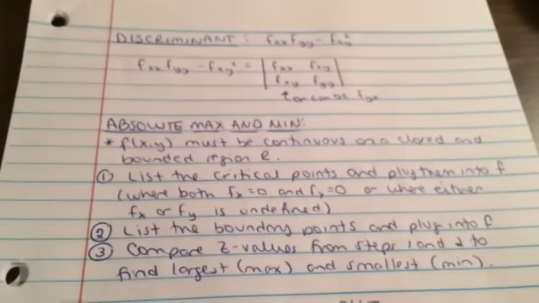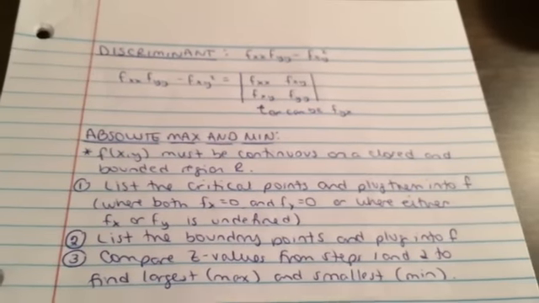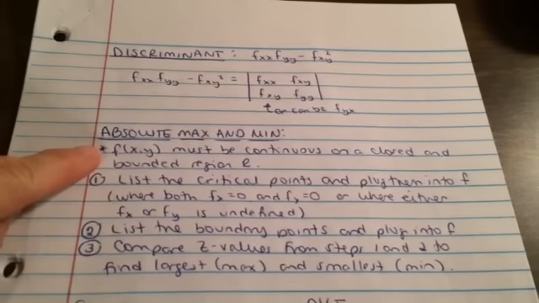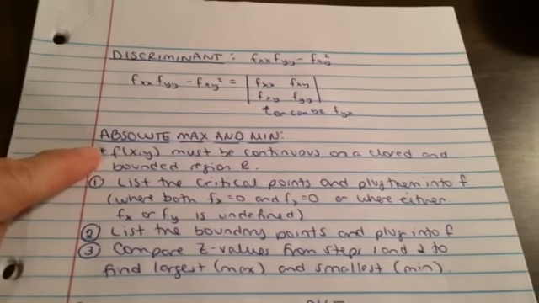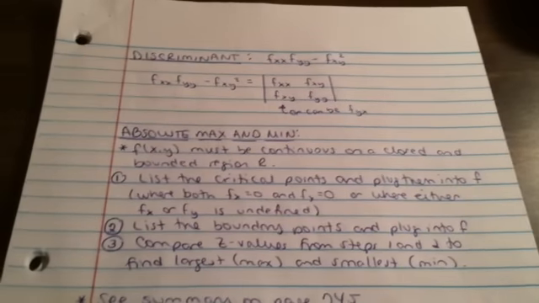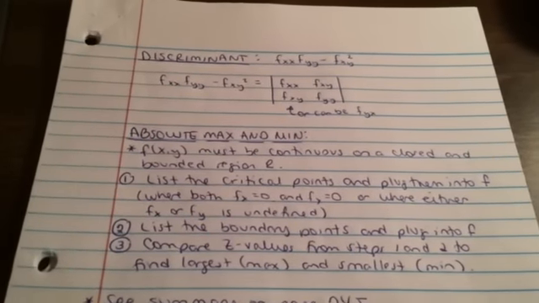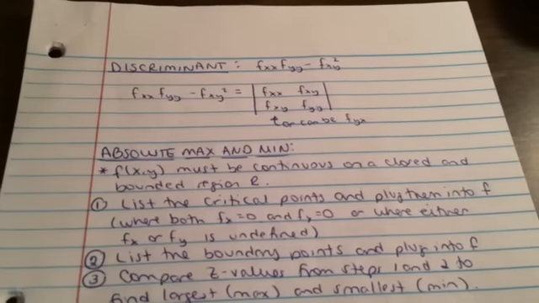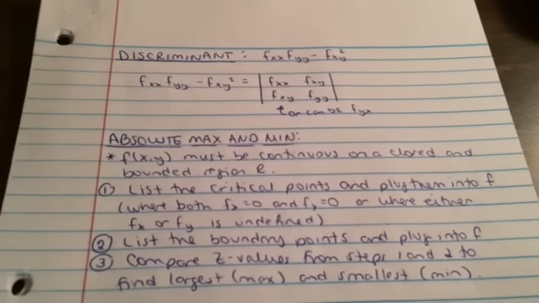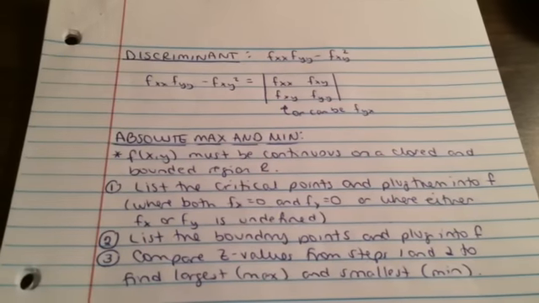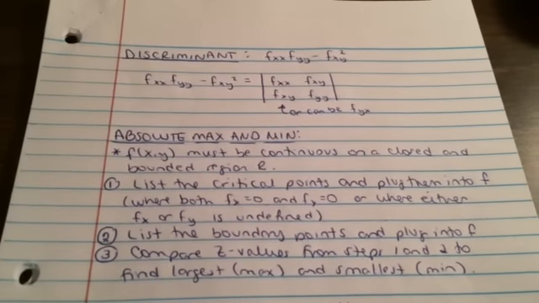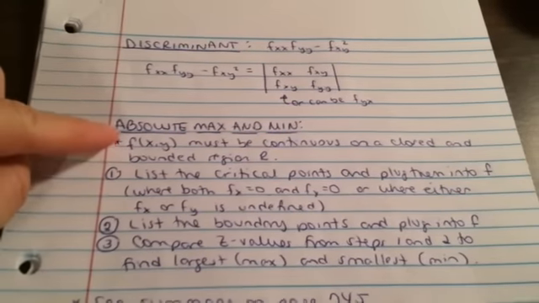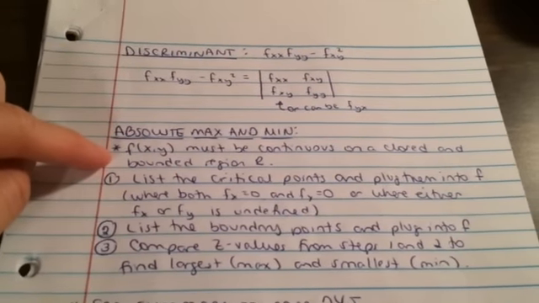Okay, and then again for absolute max and min, these are the conditions that have to be met for you to guarantee there is an absolute max and min. Your function has to be continuous. It used to be on a closed interval, but now it's a closed and bounded region. Remember, closed means that it includes its boundary points, and bounded means that you could draw a disk of a fixed radius around it and contain the whole thing. So for you to have absolute max and mins, it has to be closed and bounded.